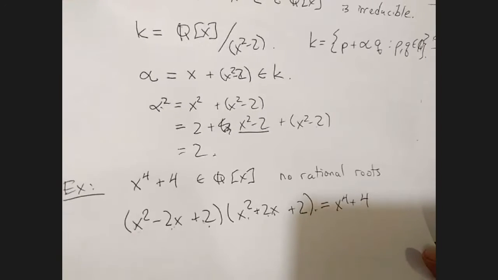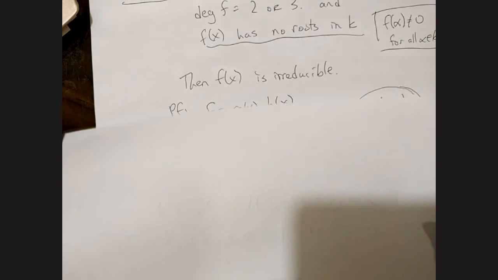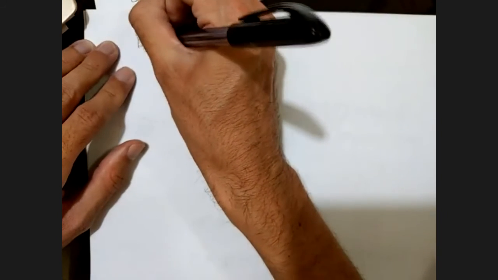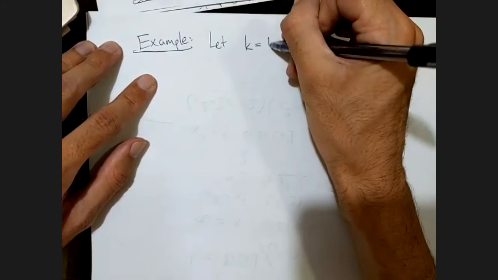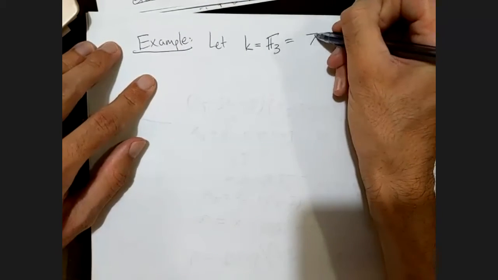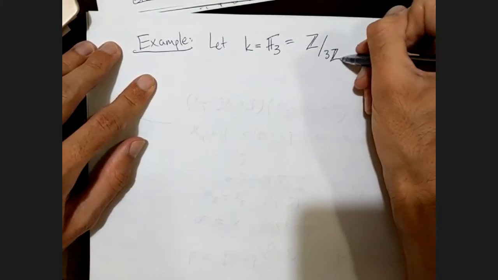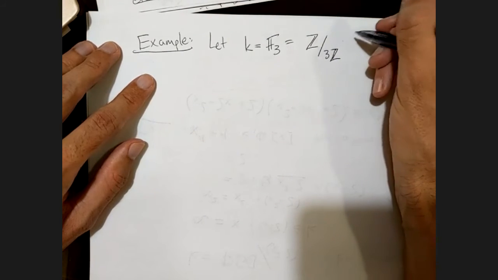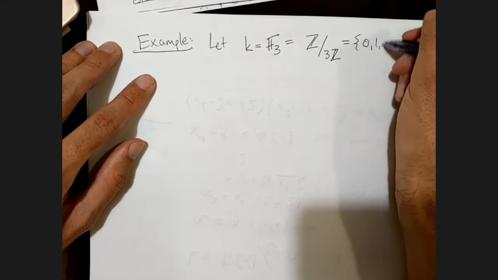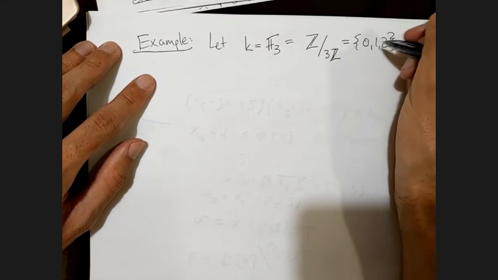Let me do one more example and then that's it, I guess. Well, there's still this problem set on ring theory, but let's just work this as an example. Let's take K. This is going to be the finite field with 3 elements. In other words, the integers mod 3.